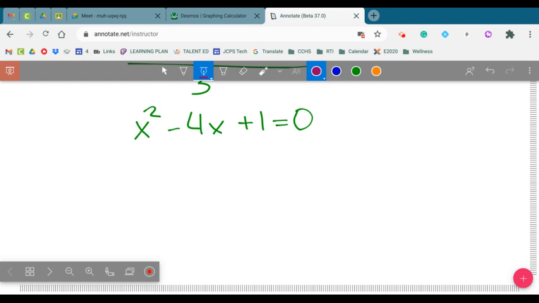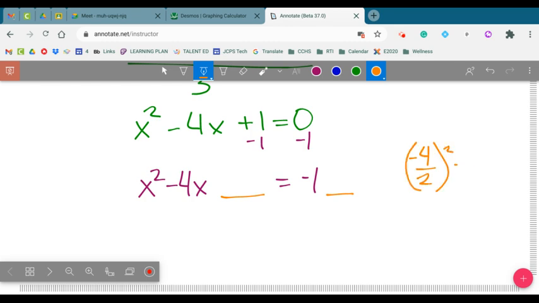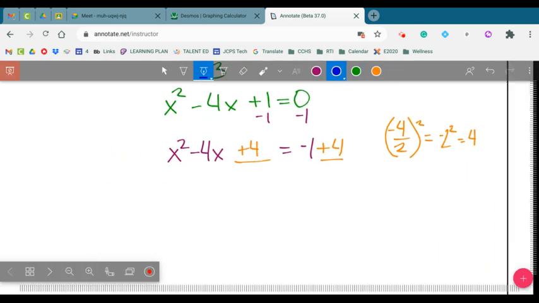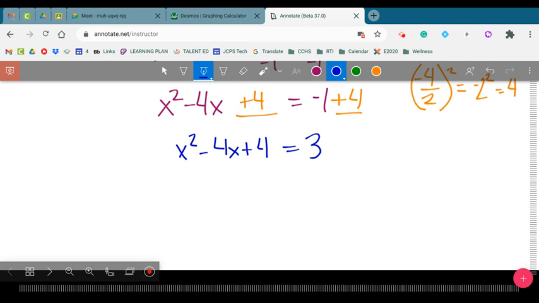You could also do the quadratic formula with this one. Subtract 1. x squared minus 4x equals negative 1. Find my new c by taking negative 4 divided by 2, squared. You get negative 2 squared, which is 4. Add 4 to both sides. So you will get x squared minus 4x plus 4 equals 3.